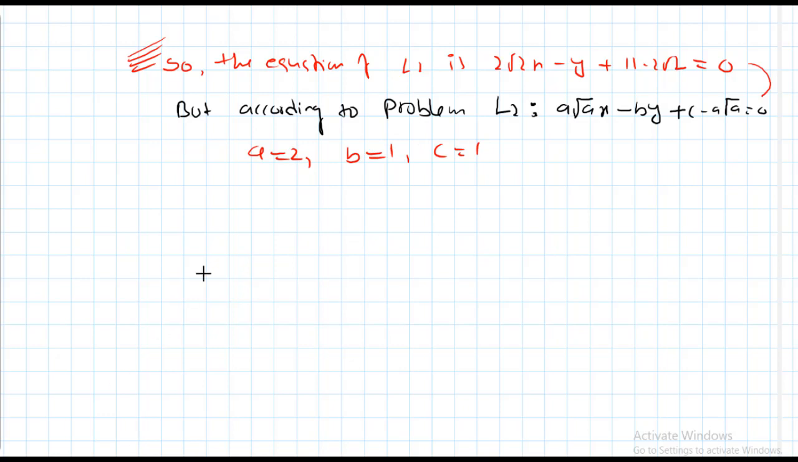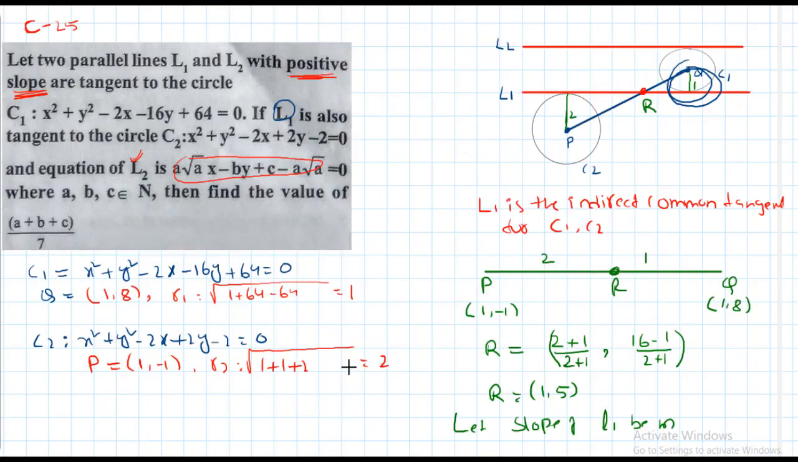So what do we want? We want the value of (a plus b plus c) by 7. So a means 2 plus 1 plus 11. Okay, so 11, 12, 14. 14 by 7, I can say 2. 2 is the answer for the problem. So I can say that the value of this is equal to 2.